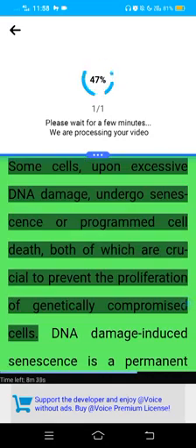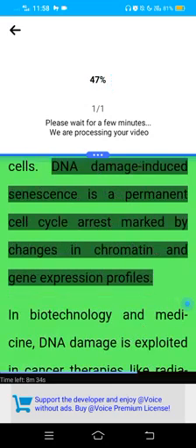Some cells, upon excessive DNA damage, undergo senescence or programmed cell death, both of which are crucial to prevent the proliferation of genetically compromised cells. DNA damage-induced senescence is a permanent cell cycle arrest marked by changes in chromatin and gene expression profiles.